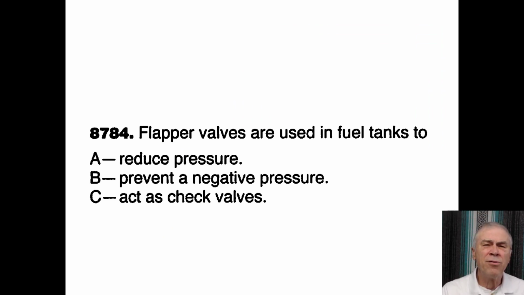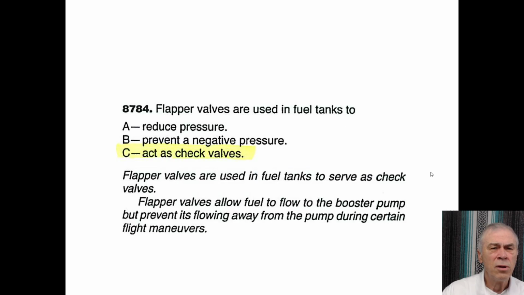Question: flapper valves are used in fuel tanks to A, reduce pressure, B, prevent a negative pressure, or C, to act as check valves. In fuel tanks, it's actually to act as a check valve. The other two aren't really close. There's other valves that do that in other airframe systems. So, in fuel tanks, flapper valves act as check valves.